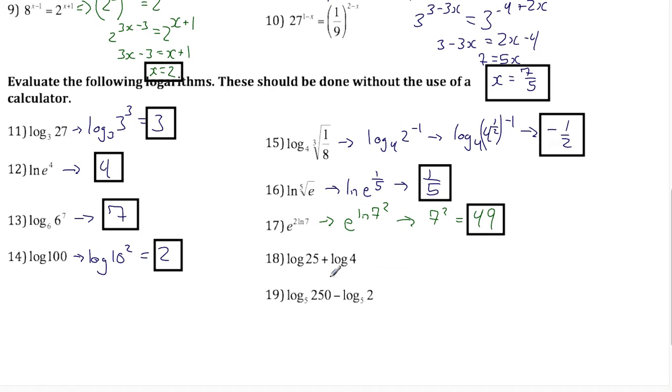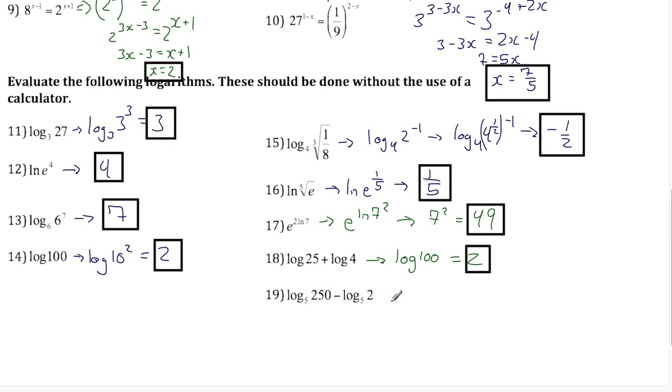And then the last two, we have our condensing and expanding properties. So here, if we're adding 2 logs of the same base, we can condense this by multiplication. This is the product property. So 25 times 4 is 100. So we get log of 100, which from number 14 we already established is going to be 2.